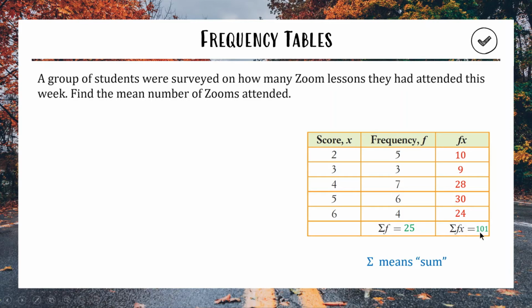So we've got the total number of scores, we have the total scores added up. Now to find the total number of scores, we just add up our frequency column. This is how many scores we have. So if we add it up, we have 25 scores in total.